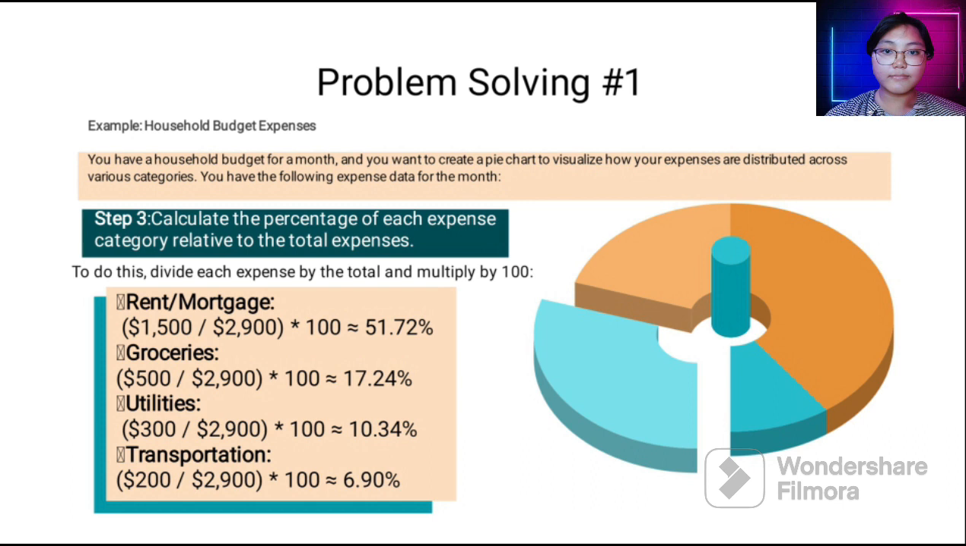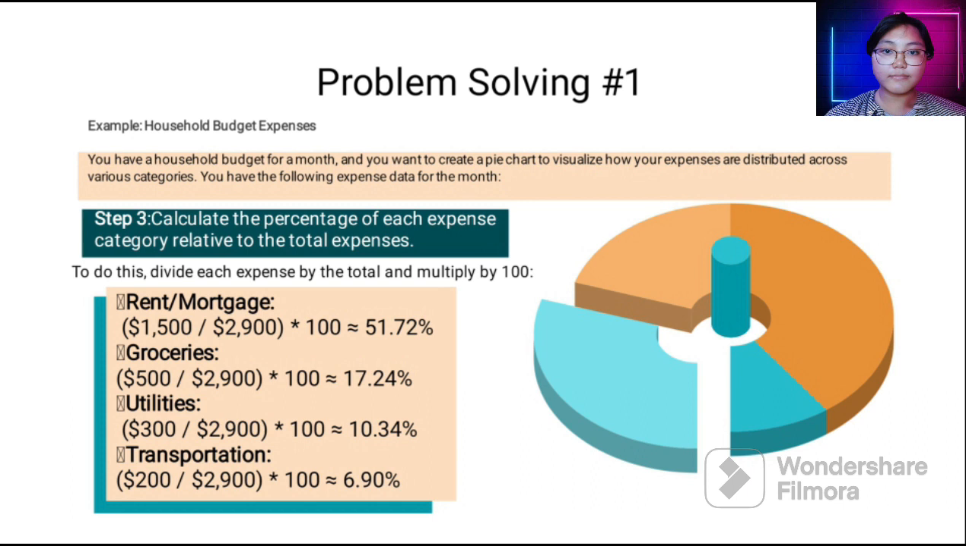Then creating a pie chart, you must find the percentage of each of the expenses, and to do that, we would have to divide the amount of the expenses to the total expenses and then multiply it by 100. As you can see here, for the rent or mortgage, we divided 1,500 by 2,900, which is the total expenses, and then multiply it by 100, giving us 51.72%.